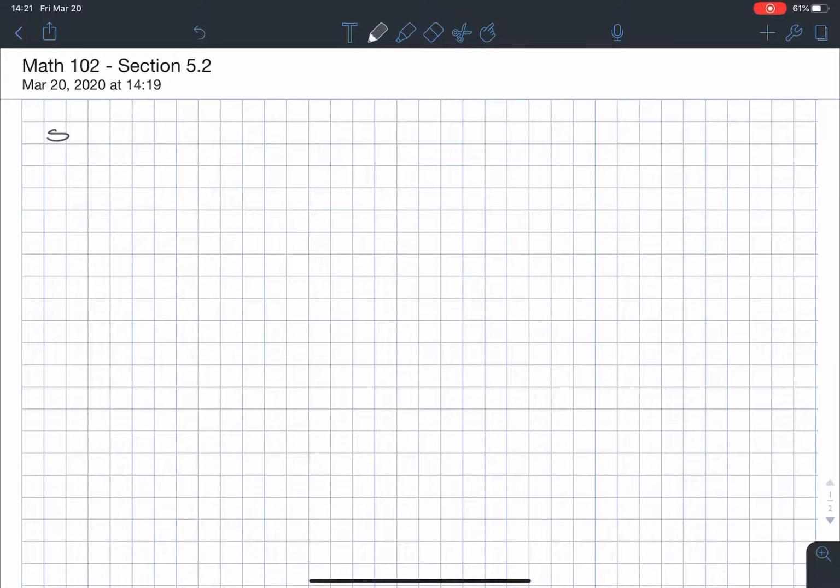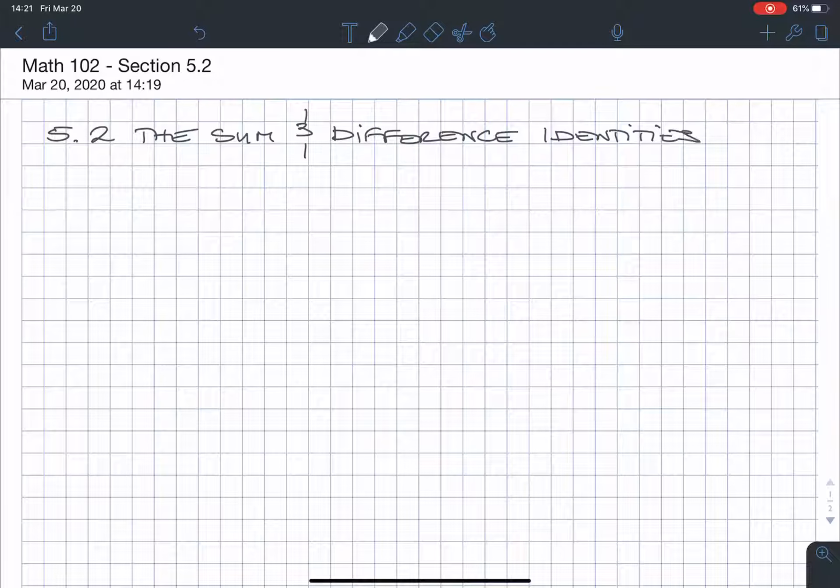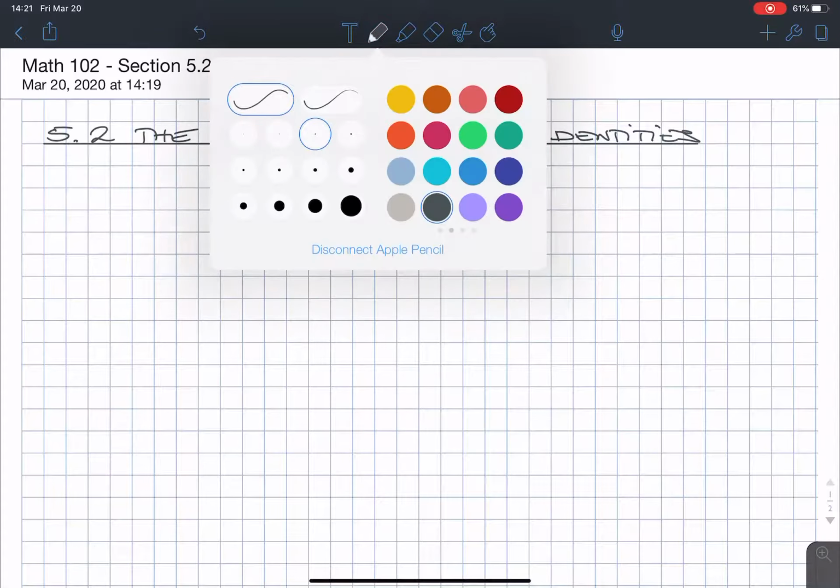Okay, so welcome to 5.2, the sum and difference identities. The sum and difference identities. Okay, so let's recall.